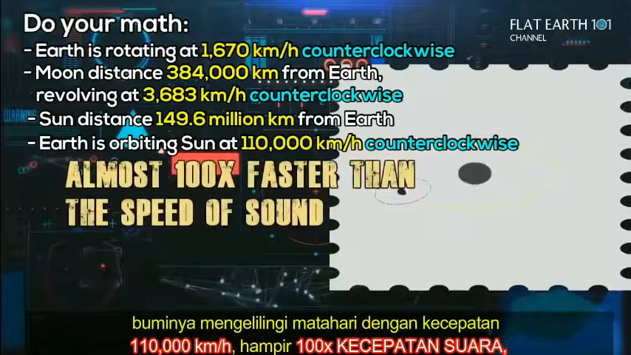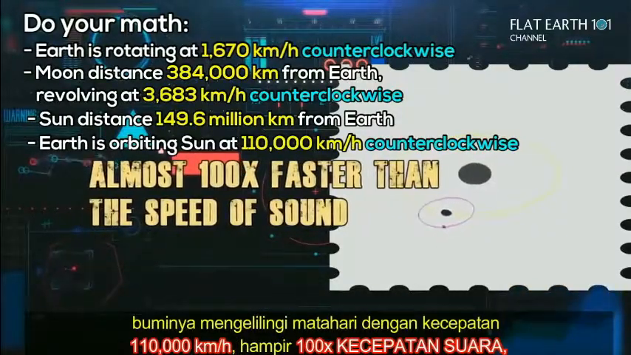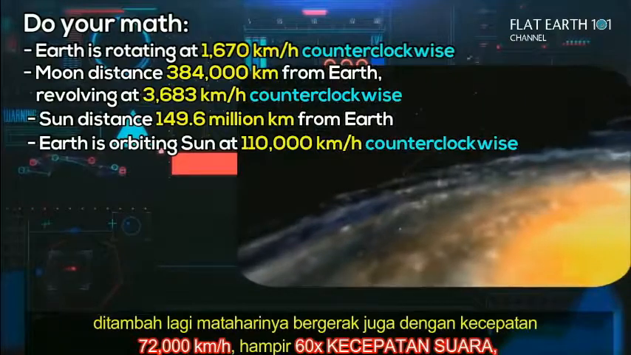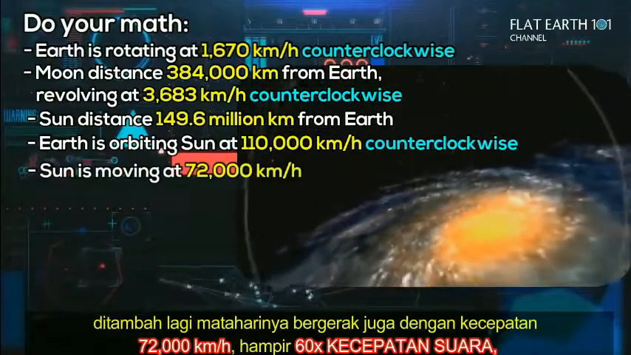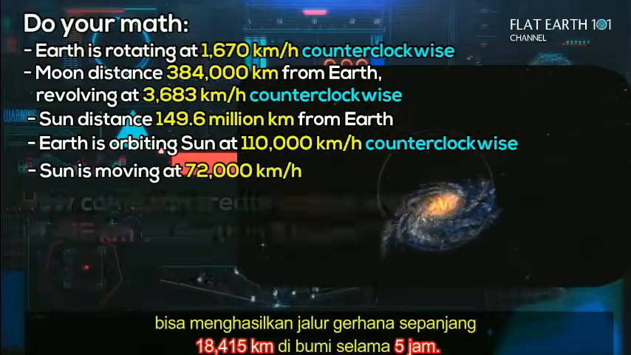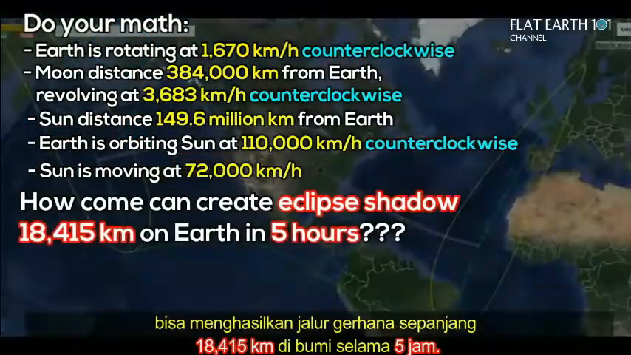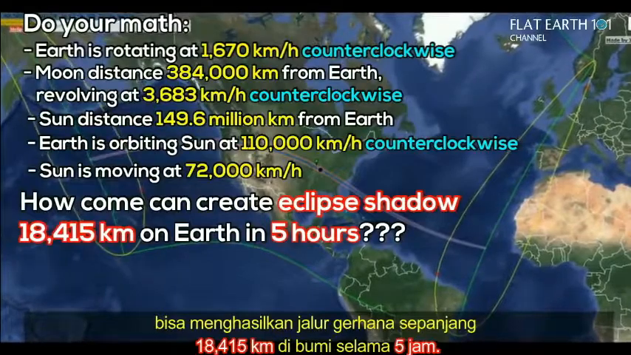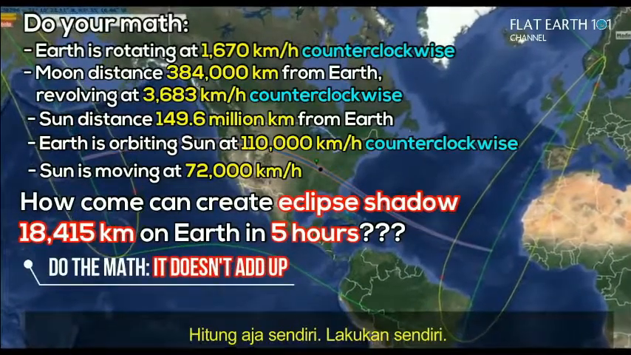it's almost 100 times faster than the speed of sound. Plus, the Sun is also moving at 72,000 kilometers per hour, almost 60 times faster than the speed of sound, can create an eclipse shadow of 18,415 kilometers on Earth within 5 hours. Do the math, do it yourself.